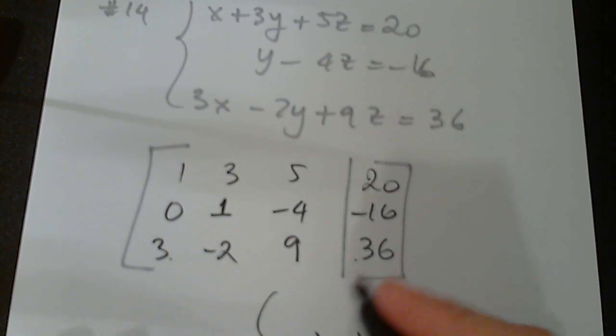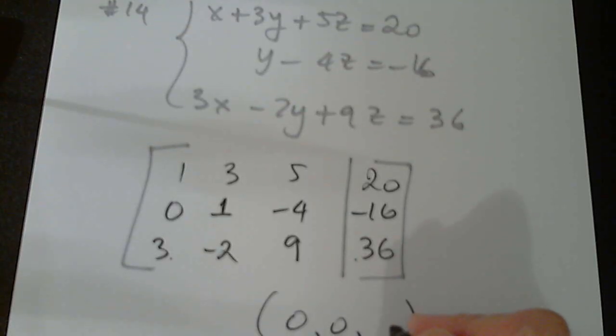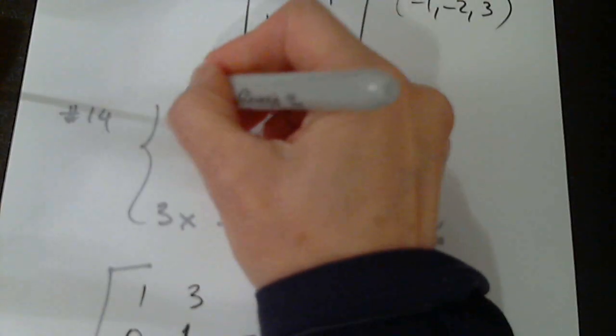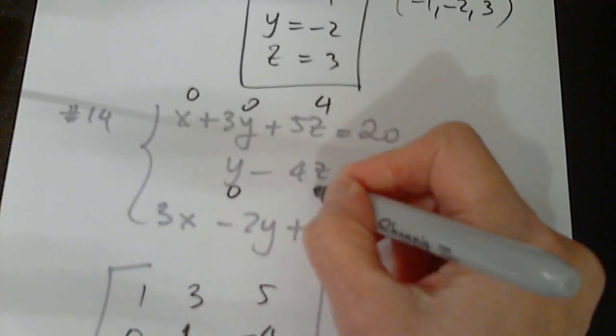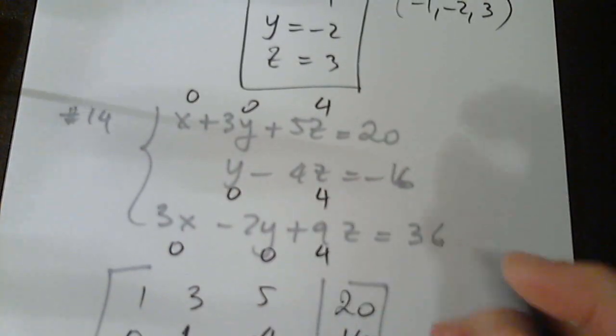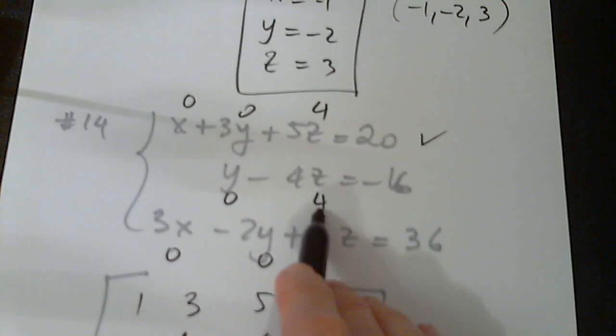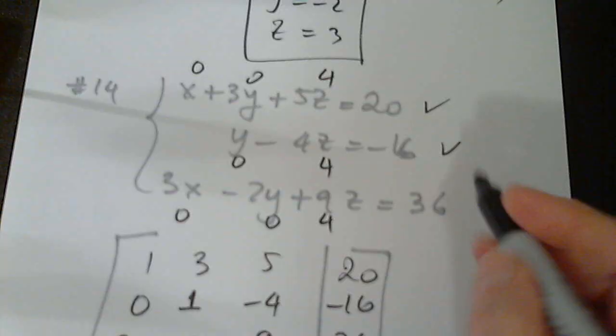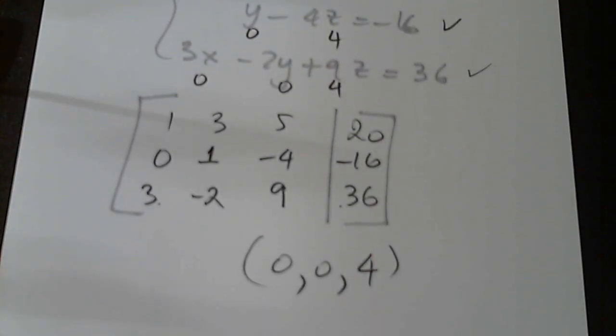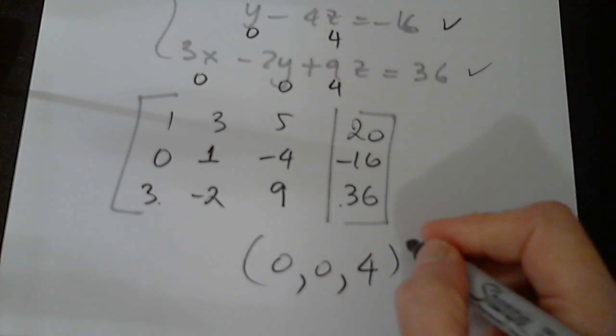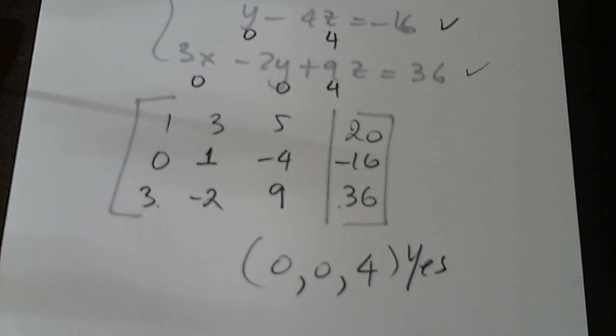X is 0, Y is 0, and Z is 4. That's it. Done. In a blink. Is it true? I don't know. Now we'll know. 5 times 4, correct. Negative 4 times 4, correct. 9 times 4, correct. Yes.